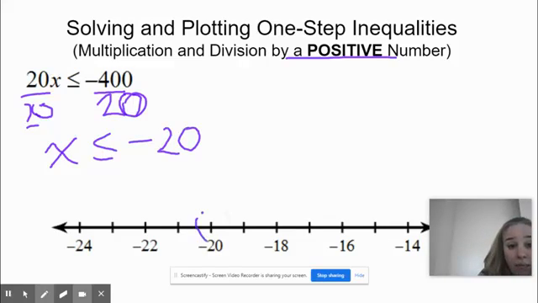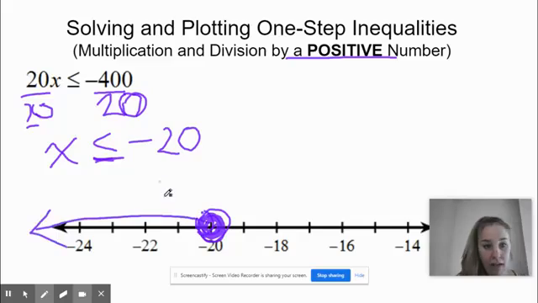So here I'm going to put my circle and I'm going to say, oh, there's the or equal to. So I'm going to fill this guy in. Now, is x bigger or lesser? X is lesser, right? The alligator mouth doesn't want it. So we're going to shade in the lesser direction.